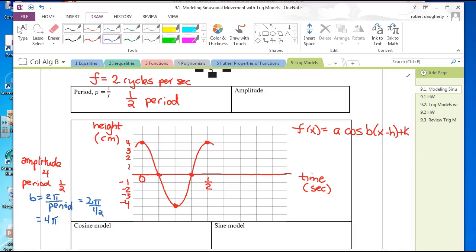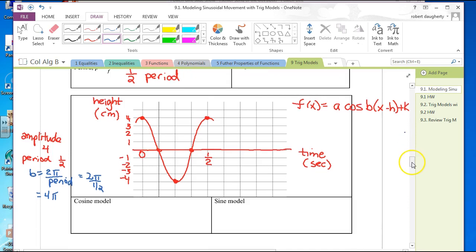So what is the function here that models this? This is going to be the height as a function of time is equal to what? 4. Okay. 4 times the cosine of what? 4 pi, and then my variable, 4 pi t. So that's it. So by doing this graph, I can see here is a cosine curve that models this scenario.